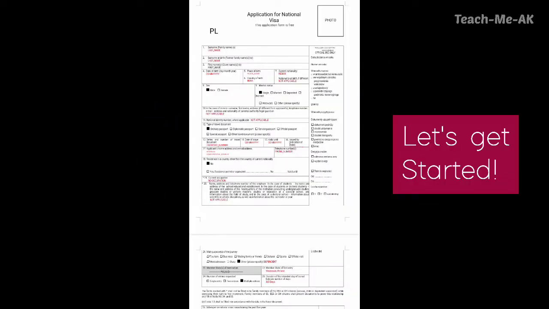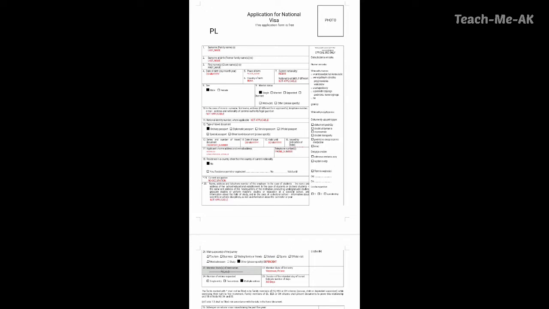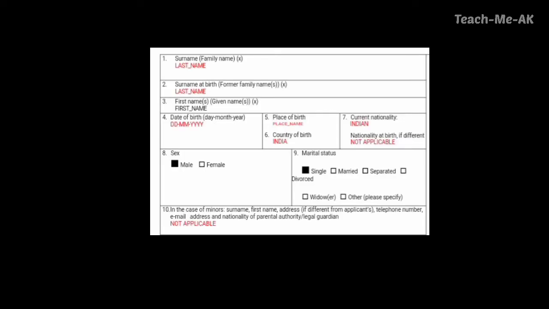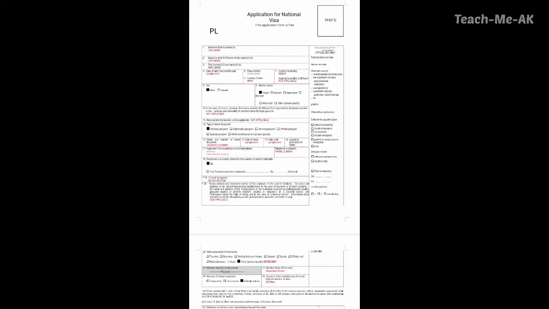So let's get started in understanding how to fill up the application form for a dependent minor for Poland visa application. What you are seeing on my screen right now is the application form for a Poland visa application for a minor. Again, for your easier understanding, I have made the fonts red for the contents that you need to fill up in your application form for your dependent minor.